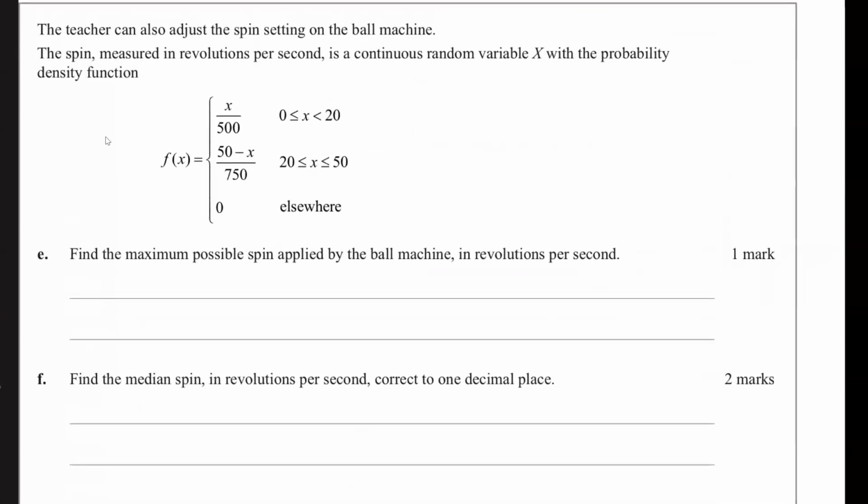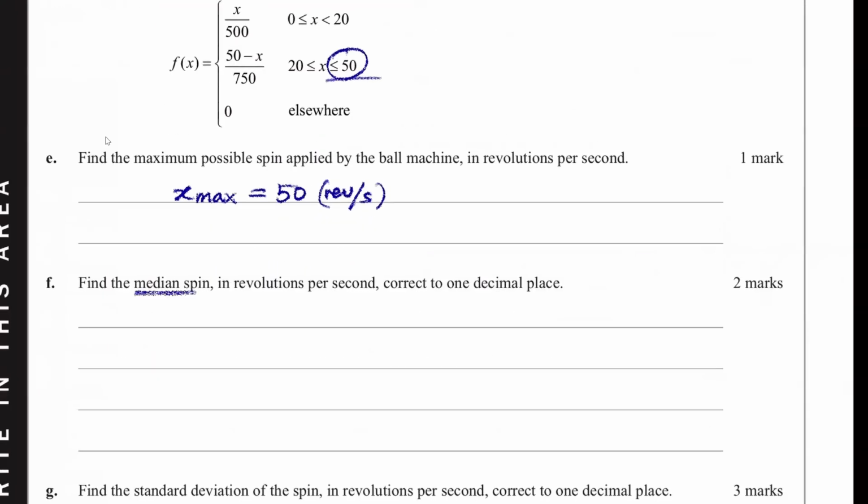The teacher can also adjust the spin setting on the ball machine. Now it's a variable x. Find the maximum possible spin applied by the ball machine in revolutions per second. Well, the maximum spin will be 50, okay? This is talking about x max, rev per second, okay? Find the median spin in the current study design.